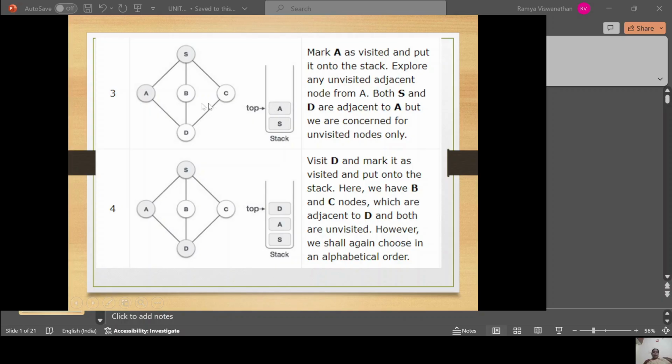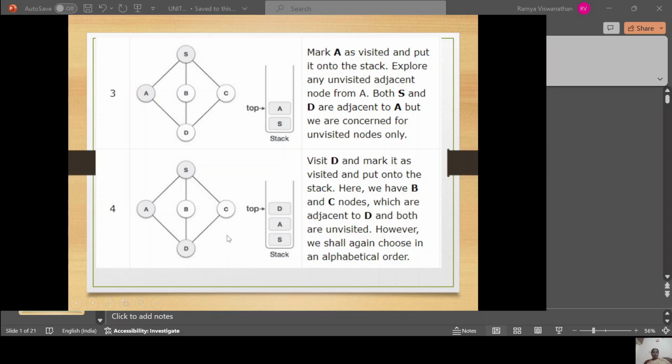Then after this A, which is my root node currently, we have to search whether there is any unvisited node or not. Here, S as well as D. Which one is unvisited? This D is called an unvisited node. So D is placed above this A. Then consider D as my root node and we have to compare for any unvisited node. We have 3 nodes: B, C as well as A. Which one is unvisited? B as well as C, both are unvisited.